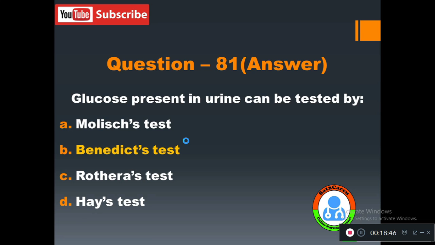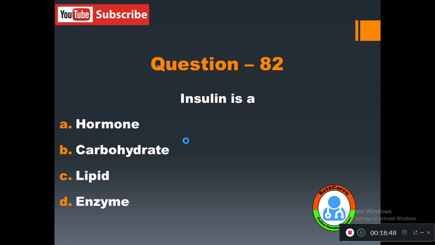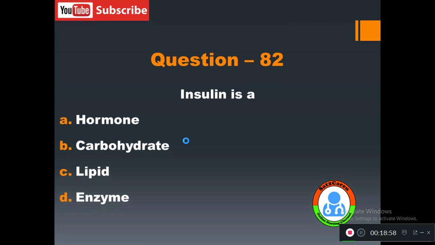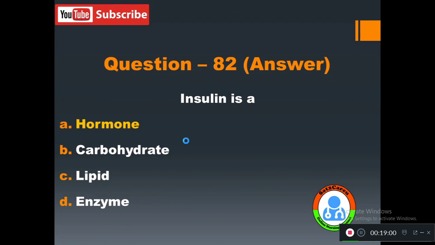Question number 82. Insulin is a option A, hormone, B, carbohydrate, C, lipid, and D is enzyme. Very simple, insulin is a hormone.